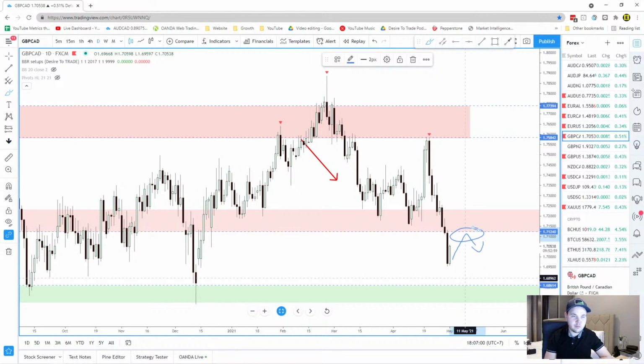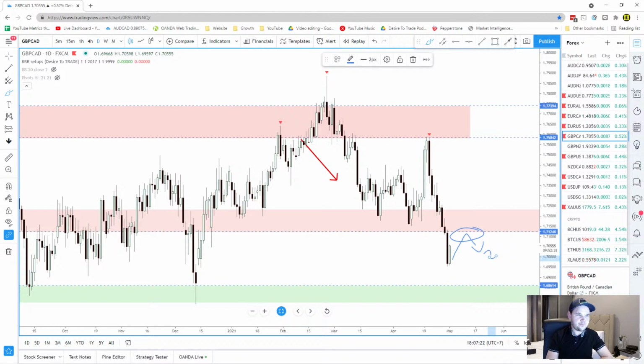Either reversals with my Bollinger Band setup, or some kind of pullback where you will have price pulling back here, going back down, and then making a small pullback, then going back down. So that's what I will look for here. Okay, so that's what we look at on GBP CAD over here.